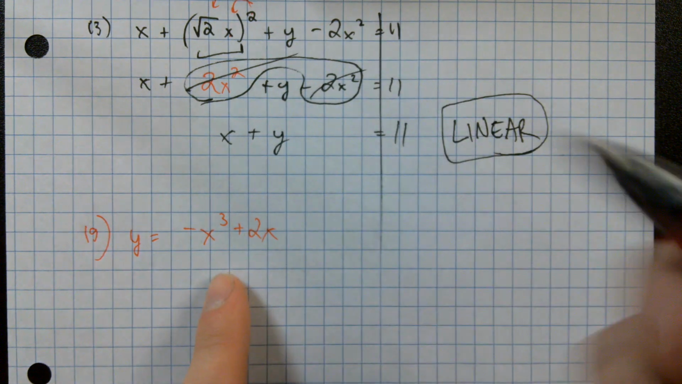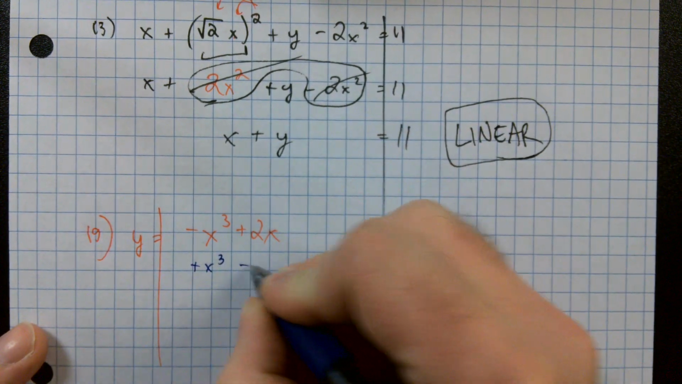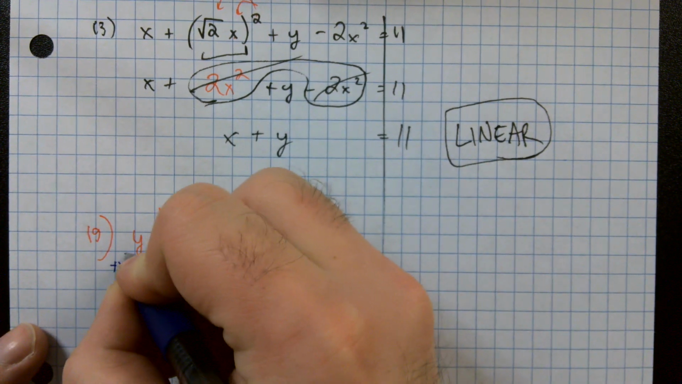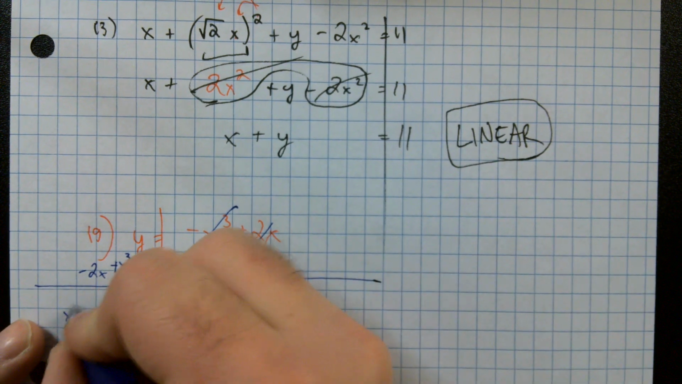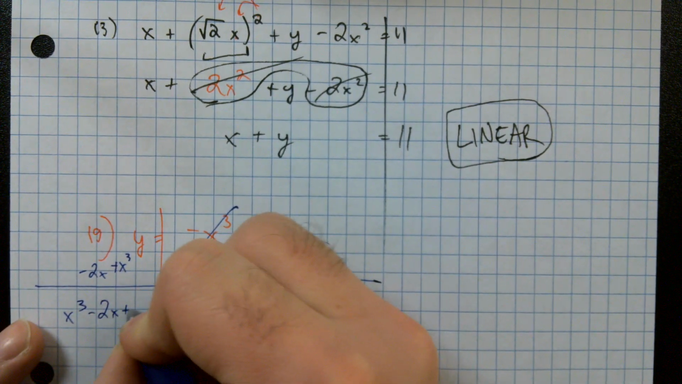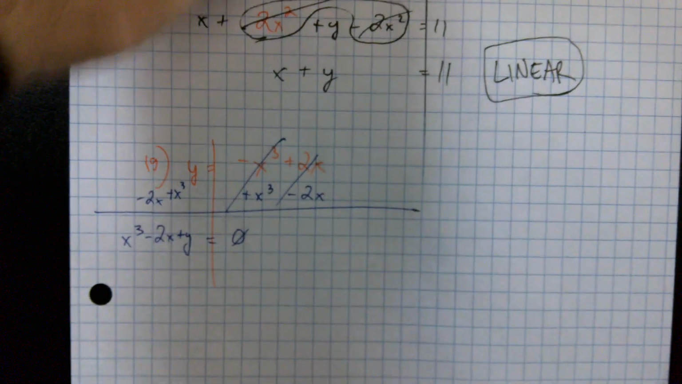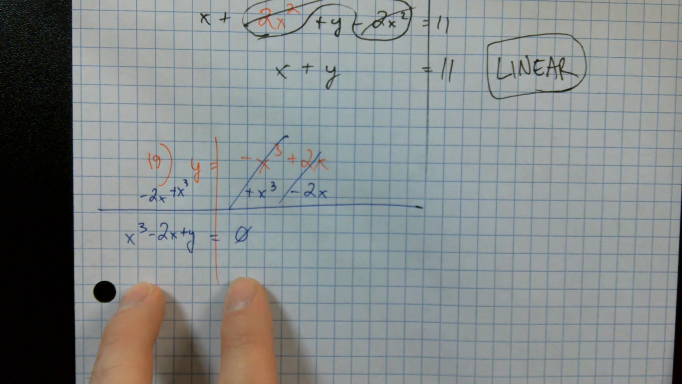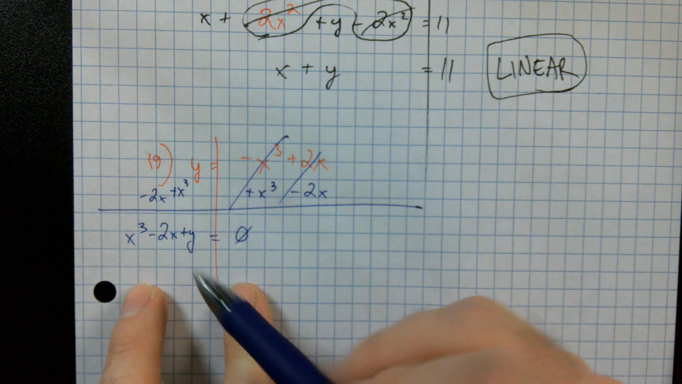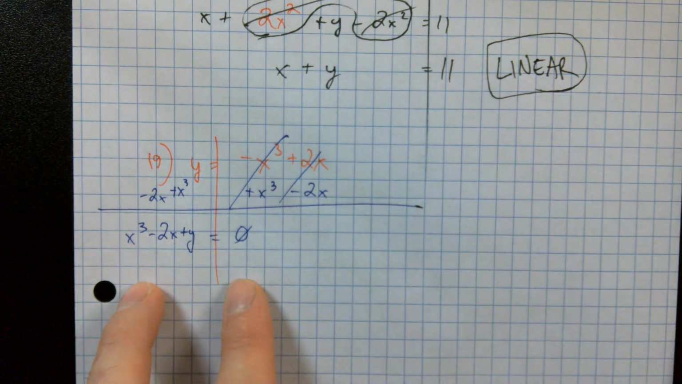So what I would do is add x to the third and subtract 2x. I get x to the third minus 2x plus y equals 0. That's as close as we're going to get to writing this in standard form. Is this written in standard form? No, why not? It has 4 letters. This x to the third is A. Negative 2x is B. Y is C and 0 is D.